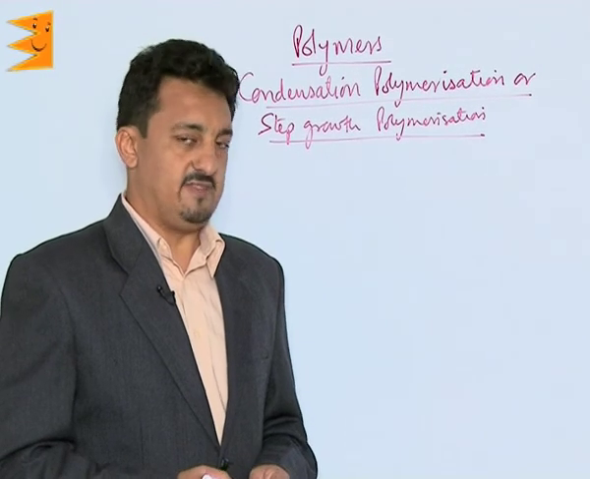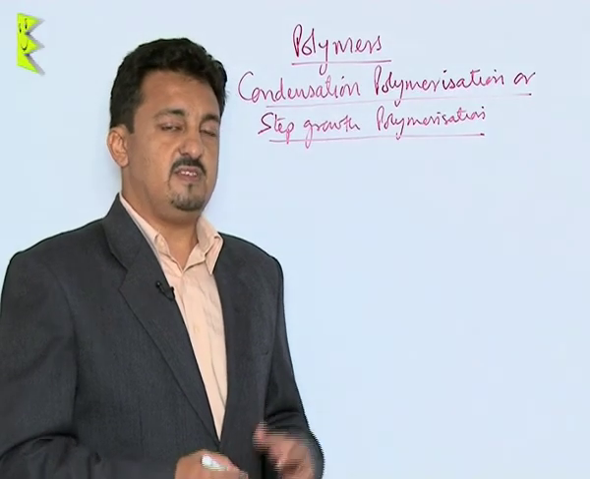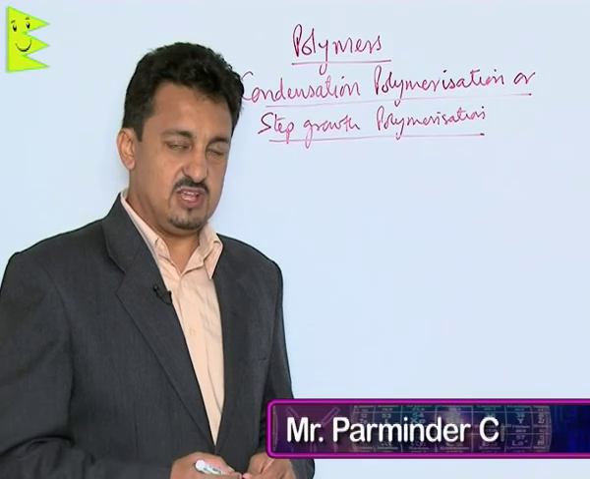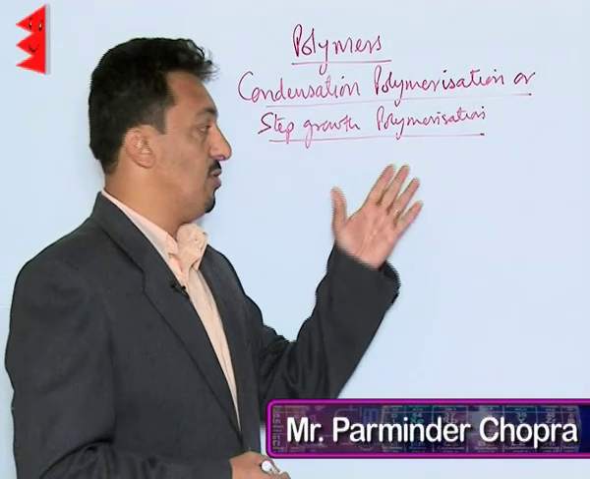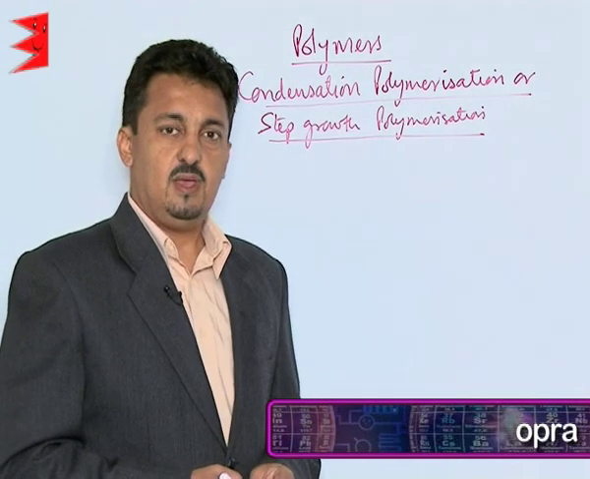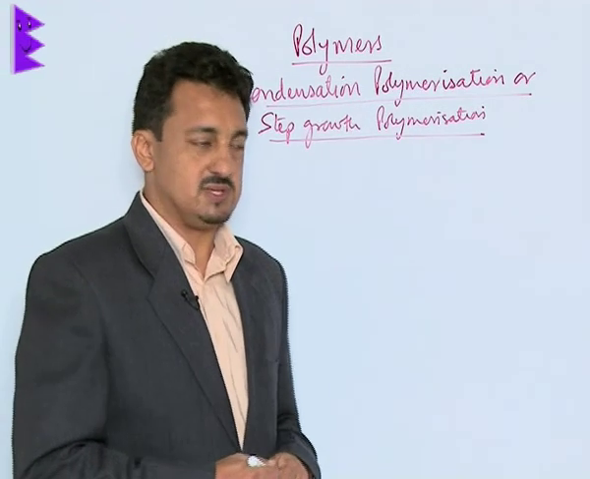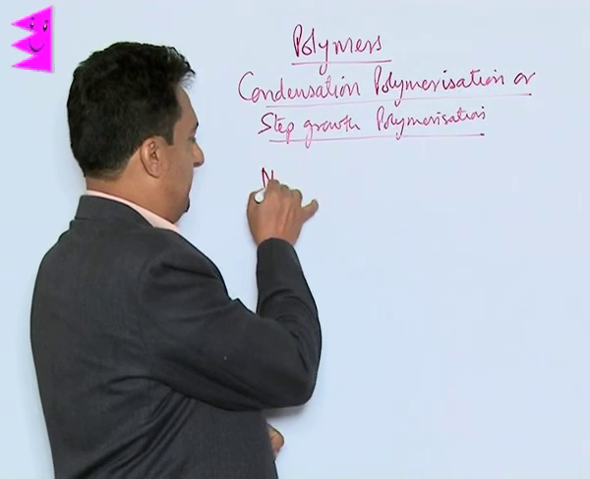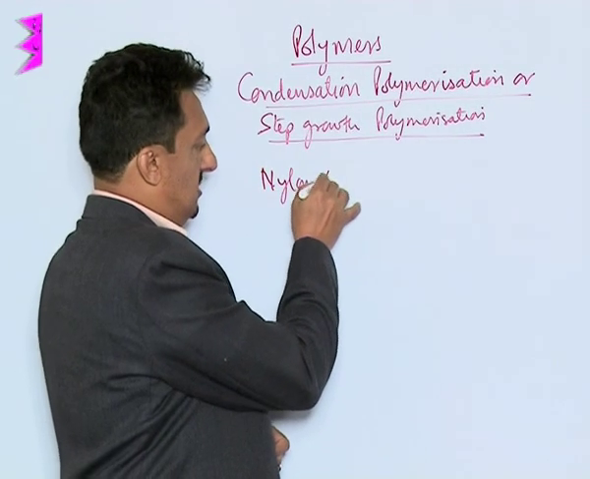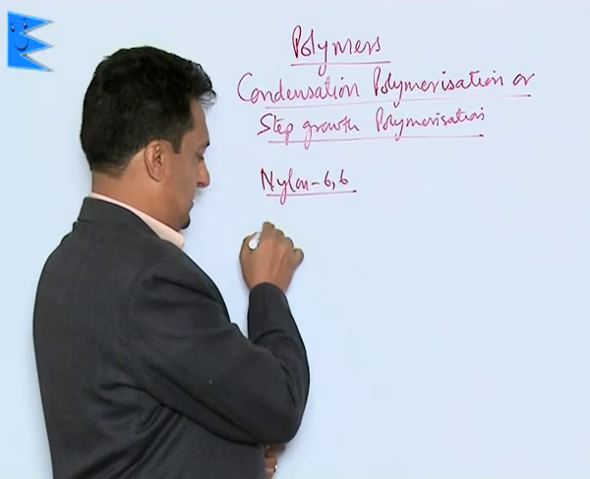Condensation polymerization. This is the second mode of polymerization, which is also called step growth polymerization. Why is it called step growth polymerization? The reason is, let us take an example to explain this. The polymer taken is nylon 6,6.